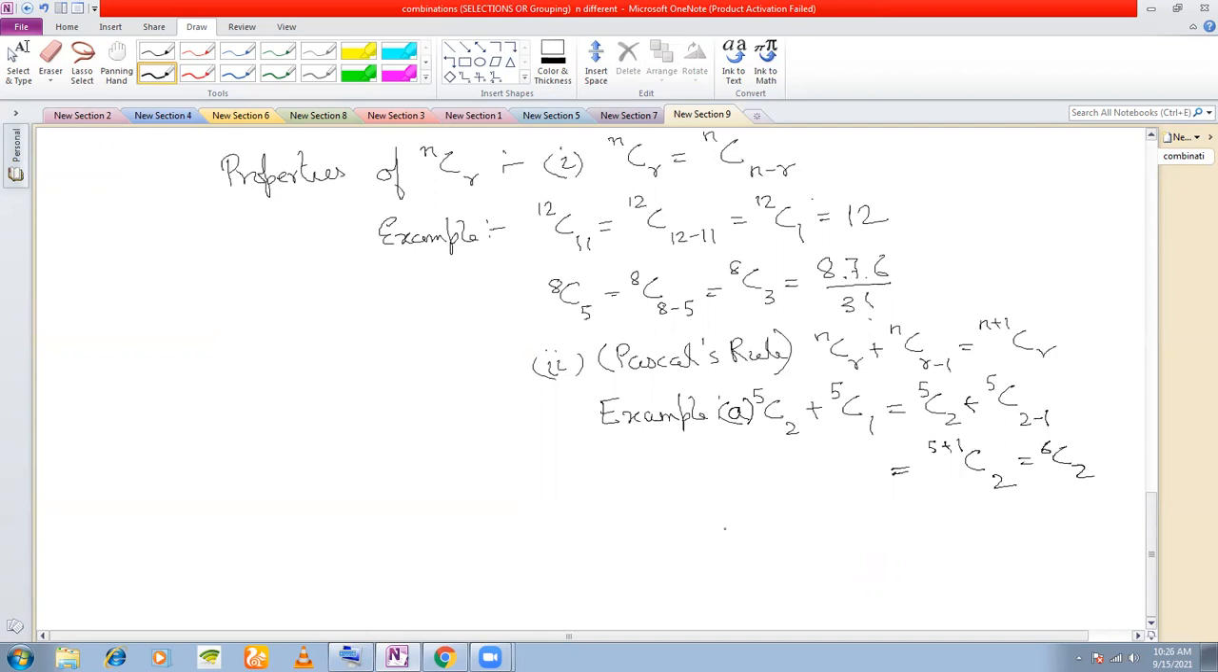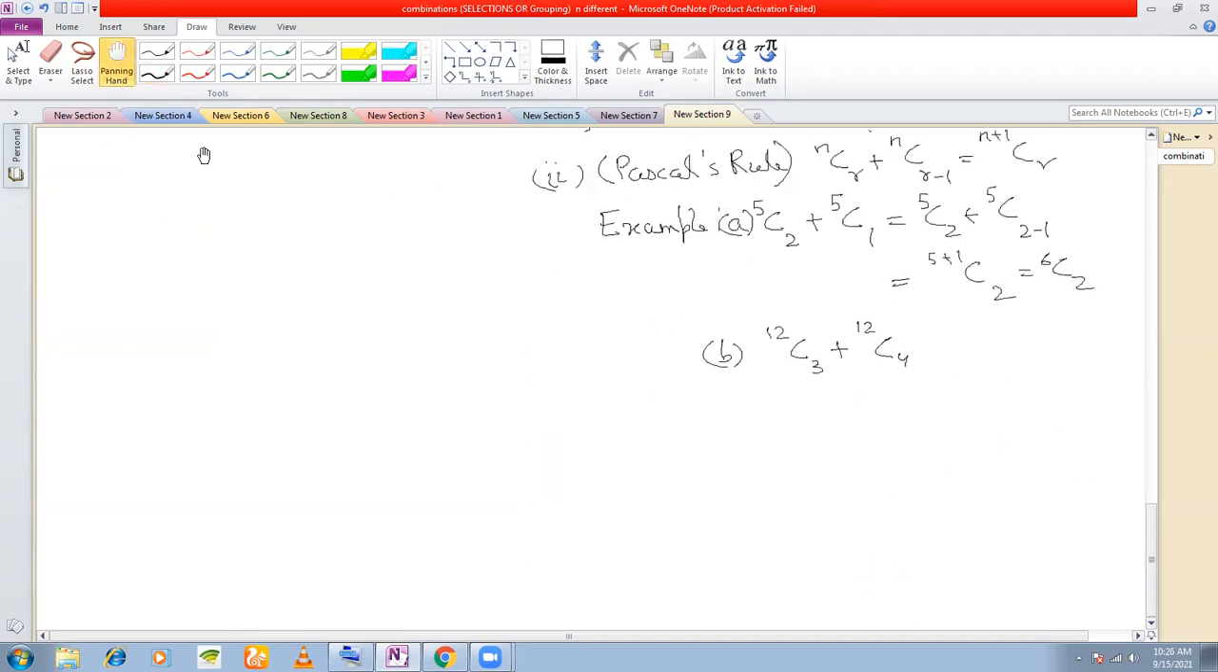Yes, sir. Let's take another example. Let's say 12C3 plus 12C4. What is it equal to? You can write this as 12C4 plus 12C(4 minus 1), isn't it? So NCR plus NC(R minus 1) is equal to (N plus 1)CR, which is equal to 13C4. Okay, this is Pascal's rule.